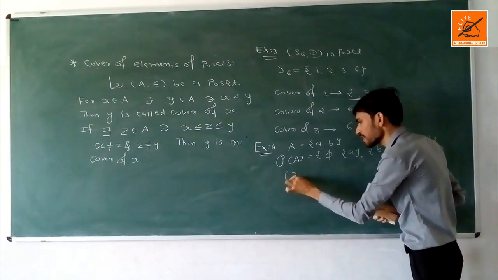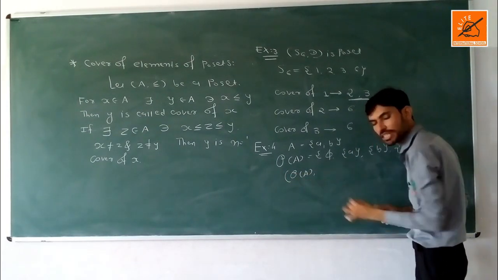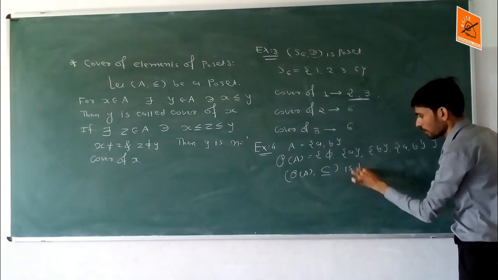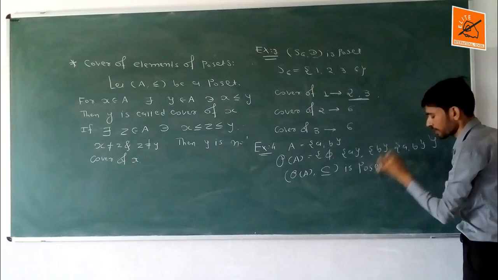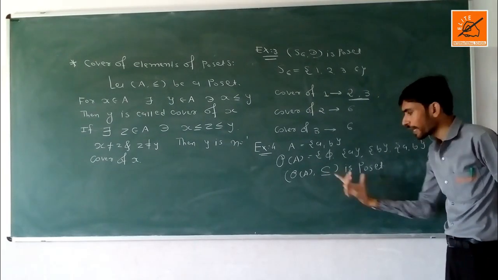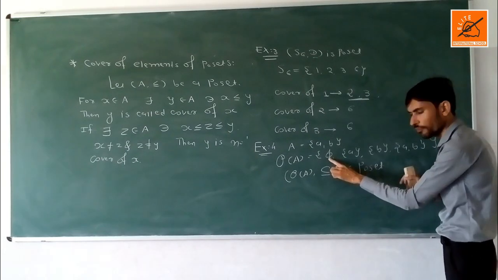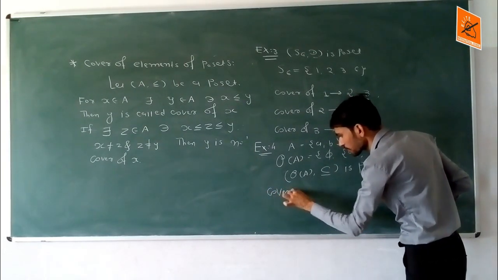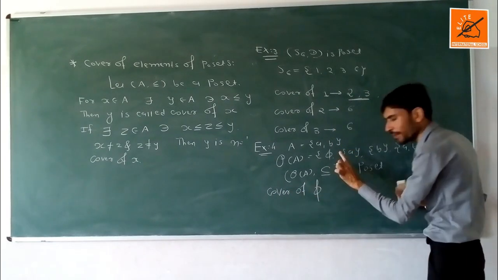Here we define our relation, and we already know the power set of A with the relation subset or equal to is a poset. Now here our relation is subset or equal to. So here we find the cover of ∅. So here we try to find the cover of elements of the poset. So the cover of the first element is ∅.